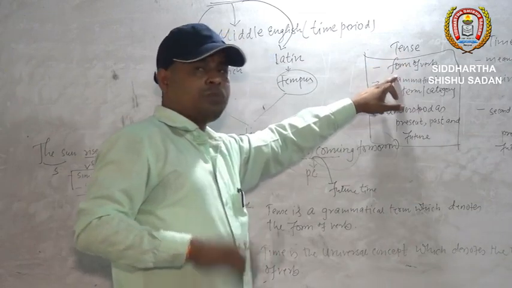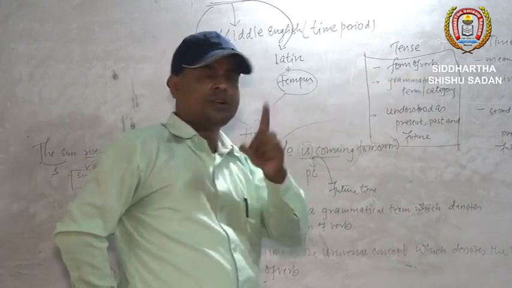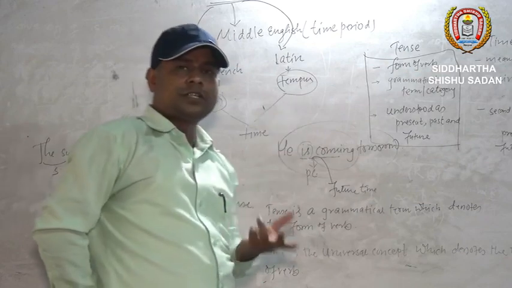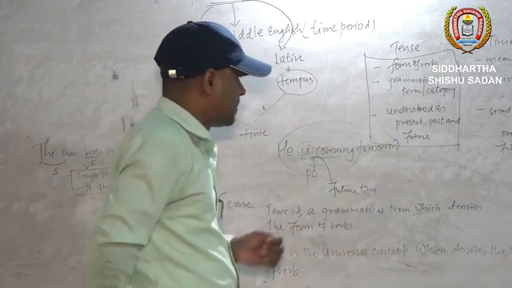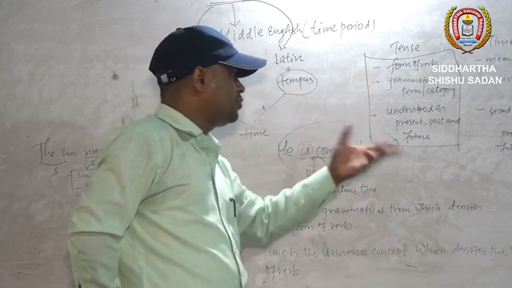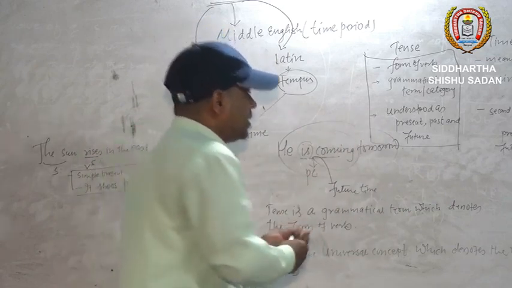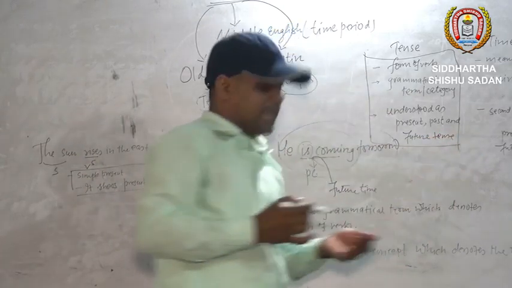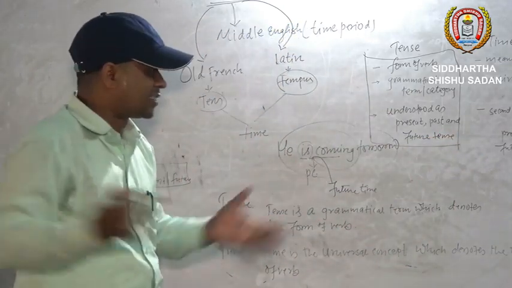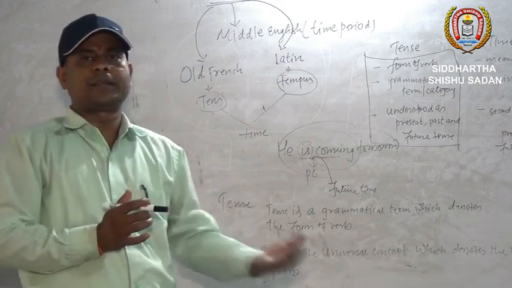Tense denotes the form of verb, whereas time denotes the meaning of verb. Tense is a grammatical term, a grammatical category, whereas time denotes a universal concept. Tense is understood as present, past, and future tense, and time is understood as second, minute, hour, etc. Also as present time, past time, and future time.